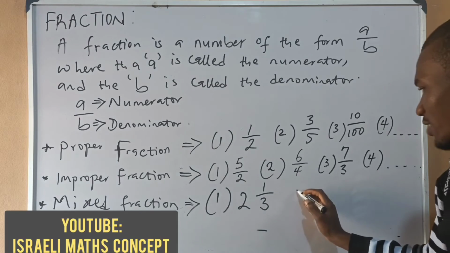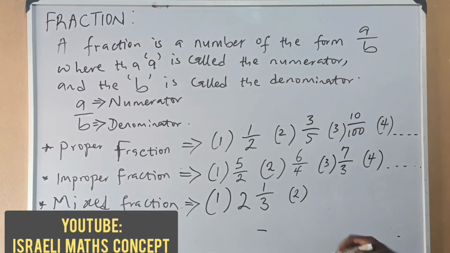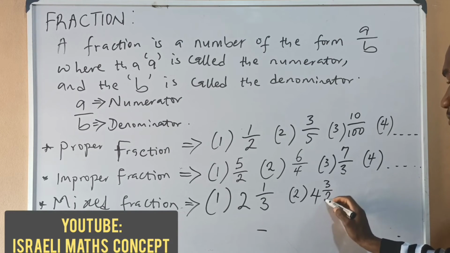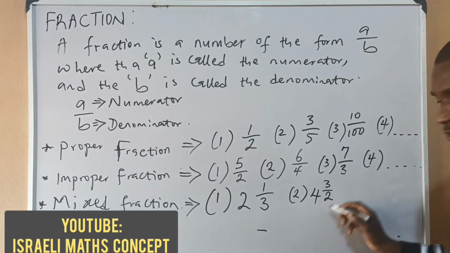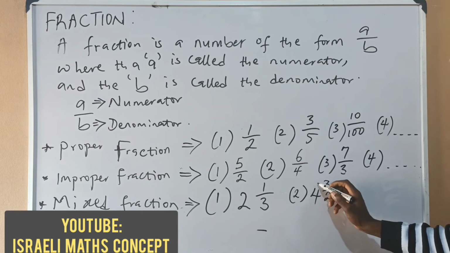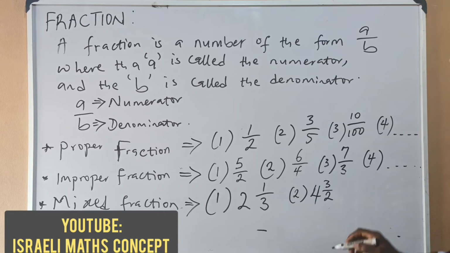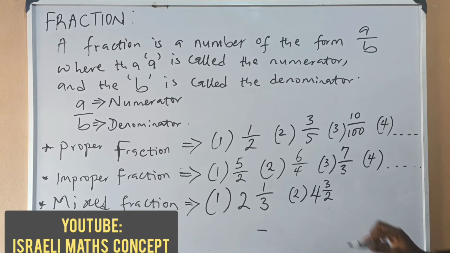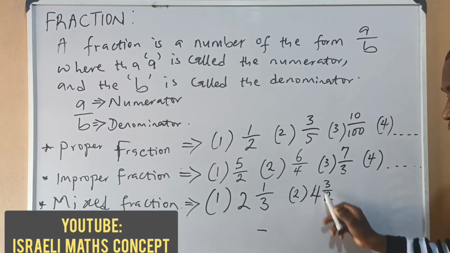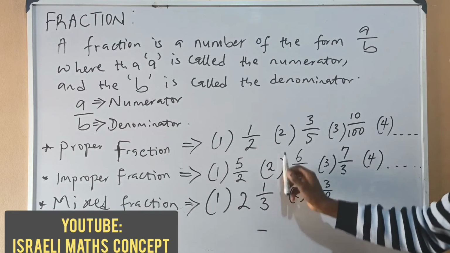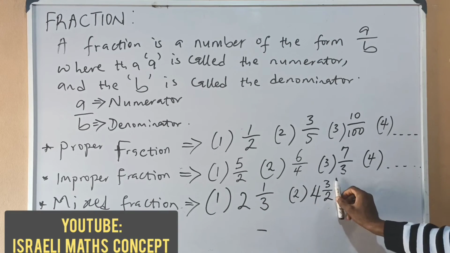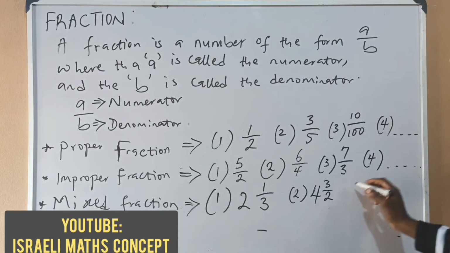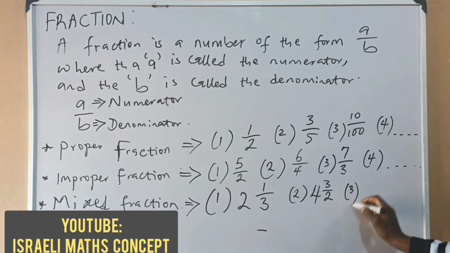Then let's take another example, which is number 2. If we have a fraction like 4 whole number, 3 over 2. So looking at this is a mixed fraction because it contains both a whole number 4 and also an improper fraction, 3 over 2. So in mixed fraction, there is always a whole number and either a proper fraction or improper fraction.